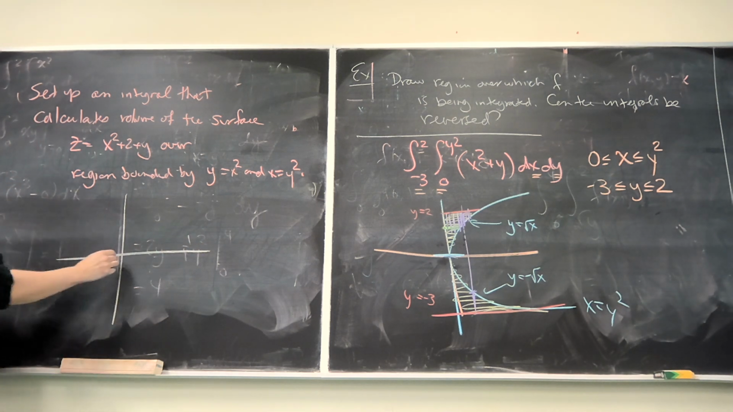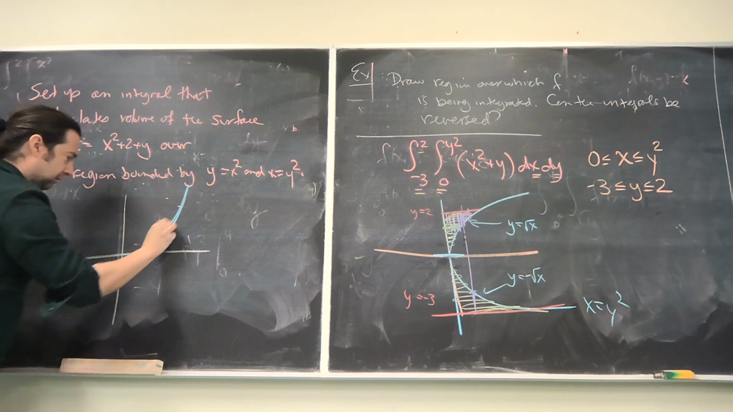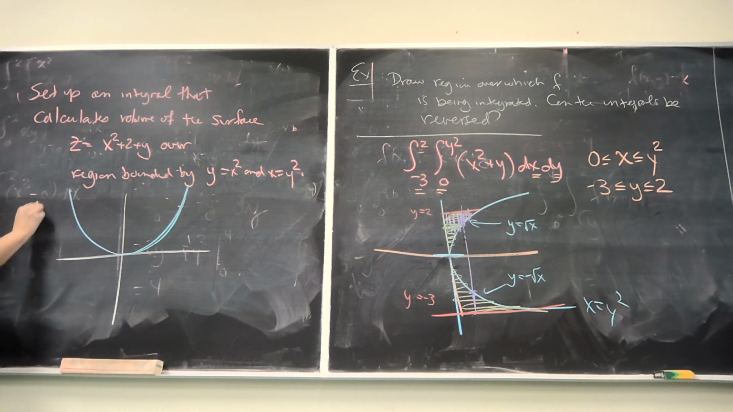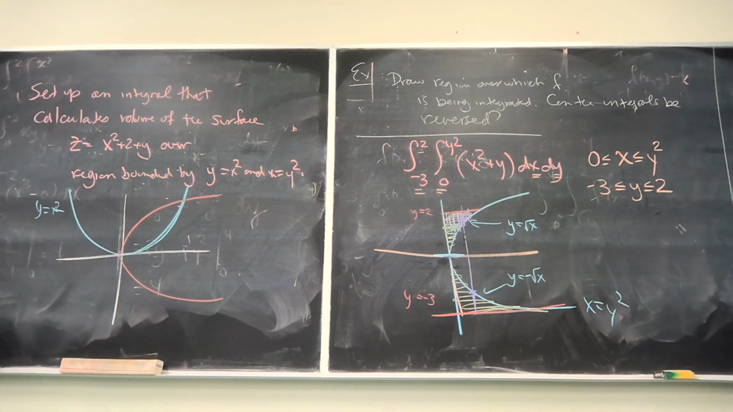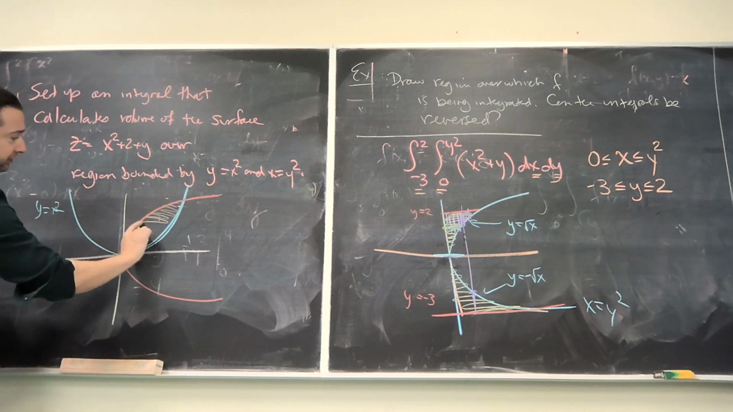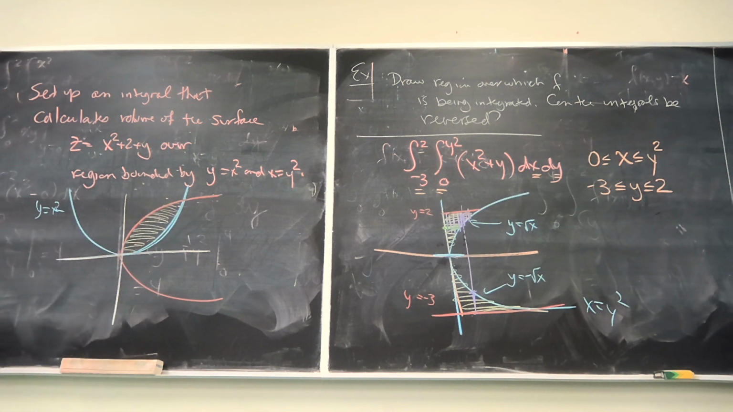Okay, so y equals x squared goes like this. And x is equal to y squared looks like this. So this question is asking us to integrate that surface over that region, the region bounded by those two curves.